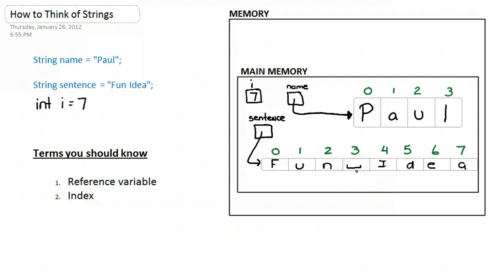A final point to leave on is that notice the indexes for Paul go from 0 to 3. So Paul, the word which has a length of 4, has indexes 0 to 3. Likewise, the string fun idea has a length of 8 and an index of 0 to 7.